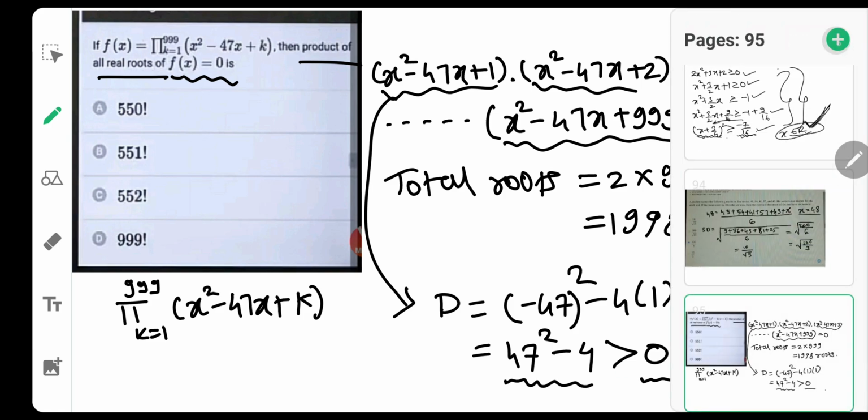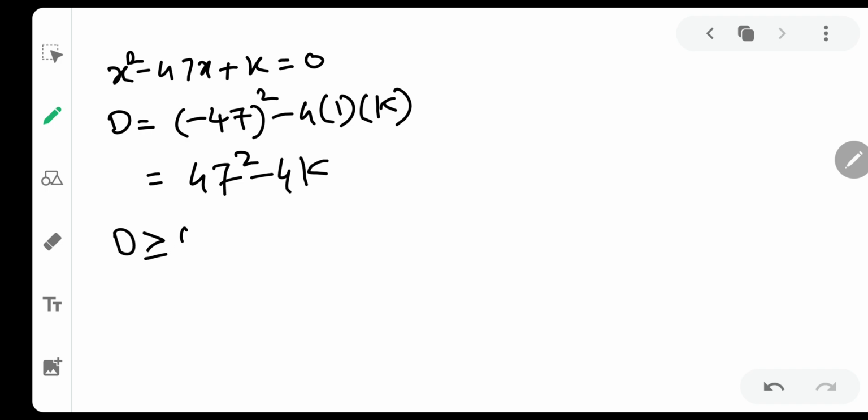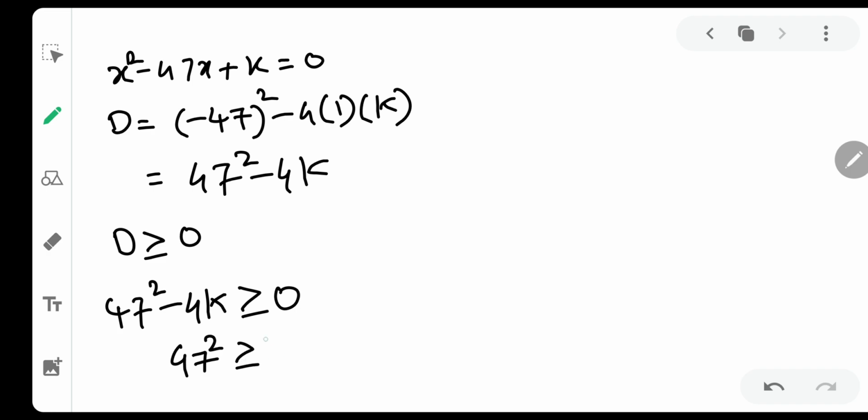Now let me say I have a quadratic equation x square minus 47x plus k equal to 0. Let me calculate the D. D would be minus 47 square minus 4 into a into c, which is 47 square minus 4k. Now D has to be greater than or equal to 0 for the roots to be real. So 47 square minus 4k has to be greater than or equal to 0. 47 square has to be greater than 4k. Therefore k has to be less than or equal to 47 square by 4.